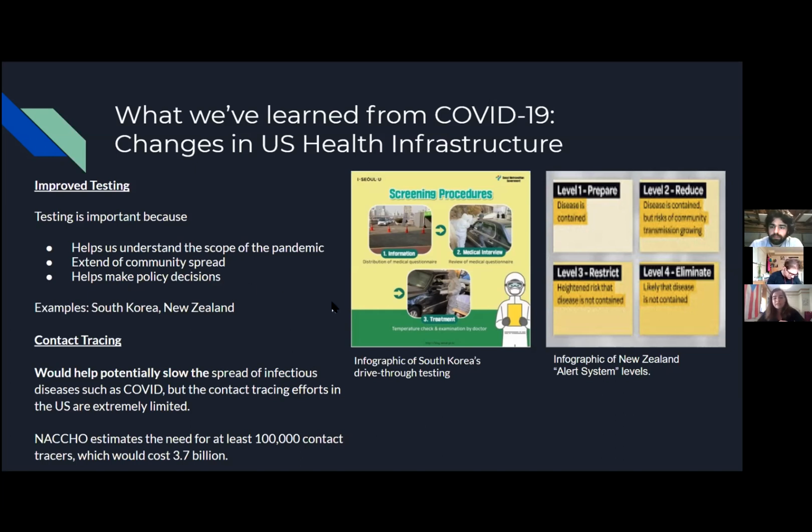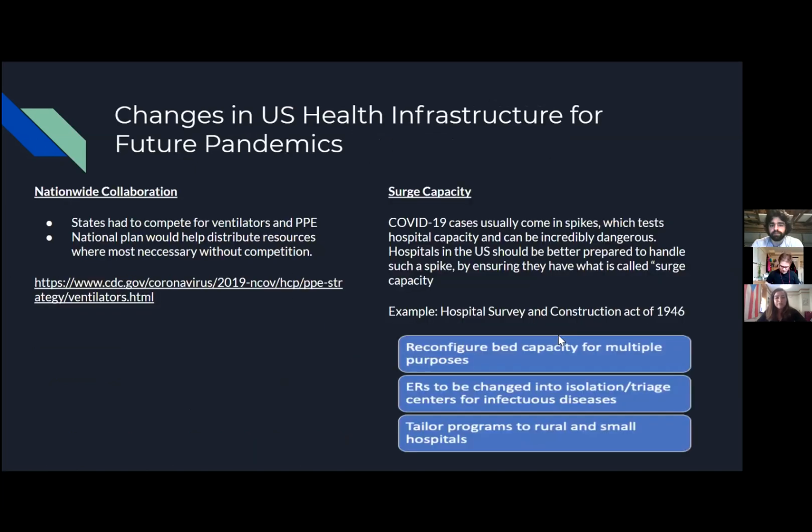Can you move to the next slide, please? Perfect, thank you. So another thing that's really important is nationwide collaboration. So we saw that New York faced an acute ventilator shortage at the height of the first wave. But since we didn't have a comprehensive plan for attaining and distributing those resources, like ventilators and PPE, the state had to compete with others for access to these life-saving resources.